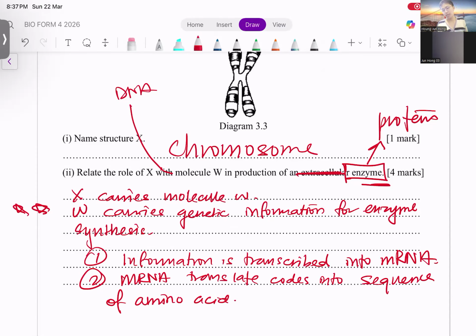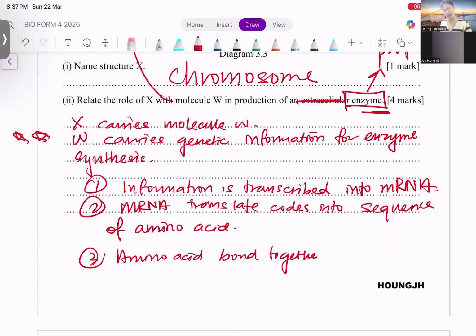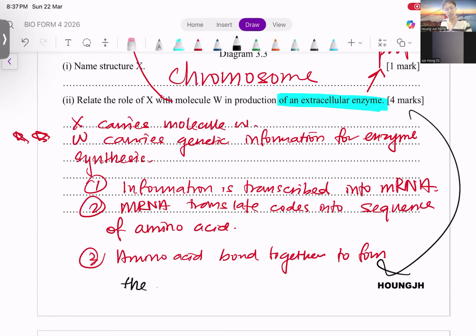And finally, there can then be condensation. Amino acids can bond together. You can also say combine, condense, whatever, bond together. They bond together to form the what? Remember the question? The question was asking for this. So, go back to this: to form the extracellular enzyme. Okay, that's it, and let's move on to the next question.